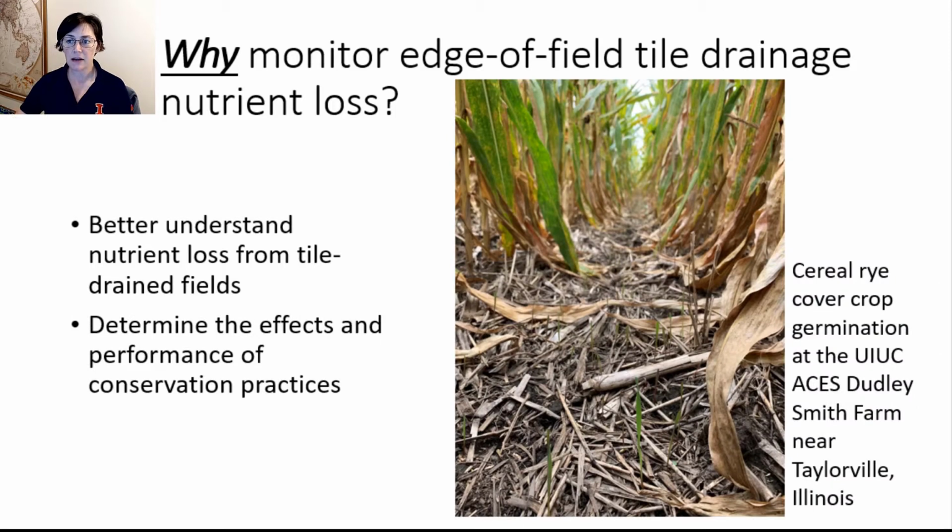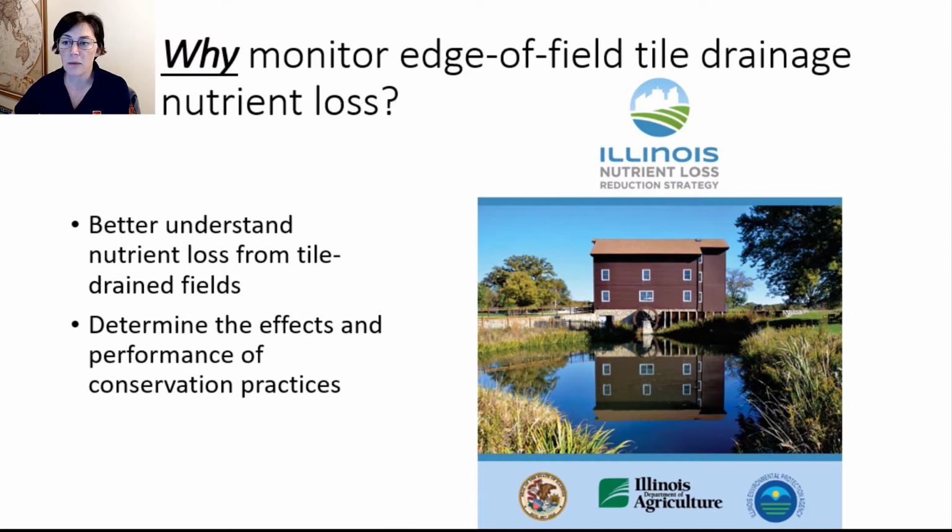With that in mind, one of the primary purposes of edge of field tile drainage monitoring is to help assess if our conservation practices are working. In other words, we use edge of field monitoring to determine if the practices that we promote for reducing nutrient loss are working like we think they should.